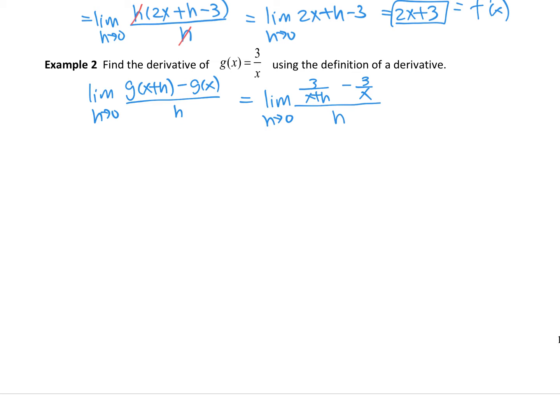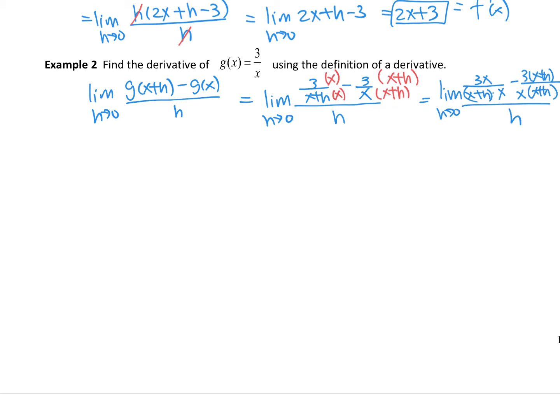So I think the easiest way to simplify this is to simplify the top first. x plus h is a denominator, x is a denominator, so I want a common denominator. They don't really have any common factors, so I'll just multiply x plus h on the right, and x on the left expression. So that'd be limit as h goes to 0, 3x over x plus h times x, minus 3 times x plus h over x plus h times x.